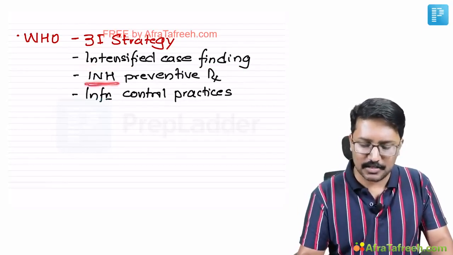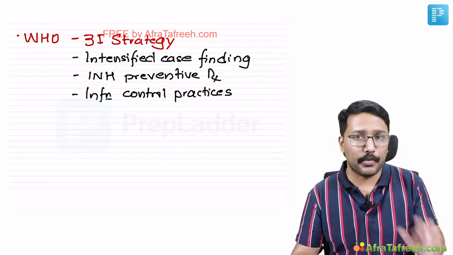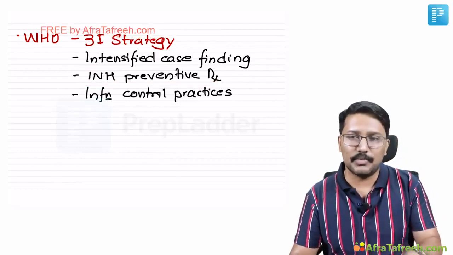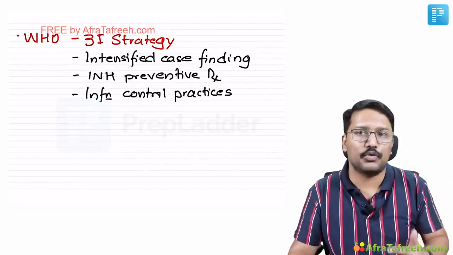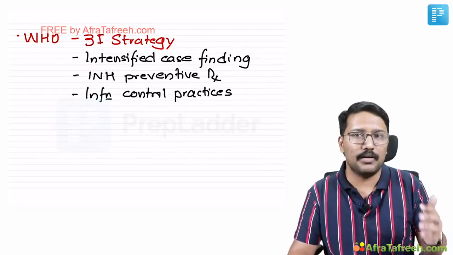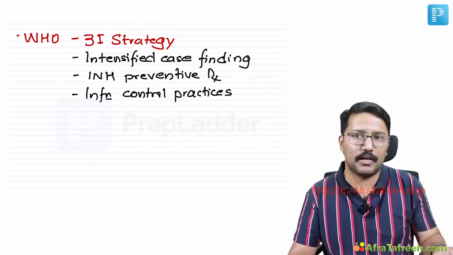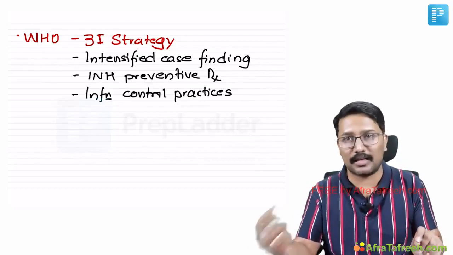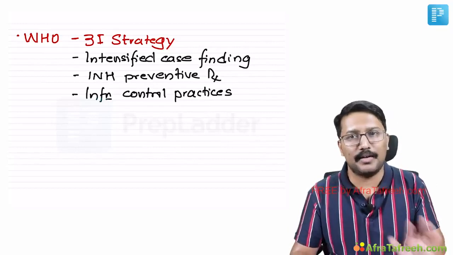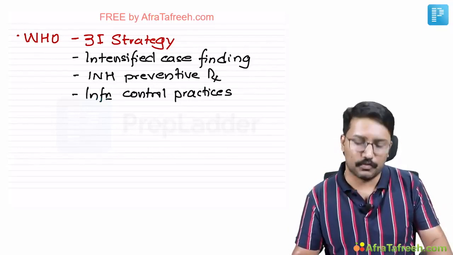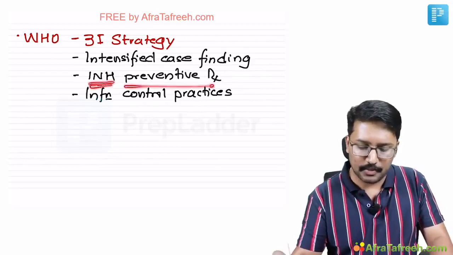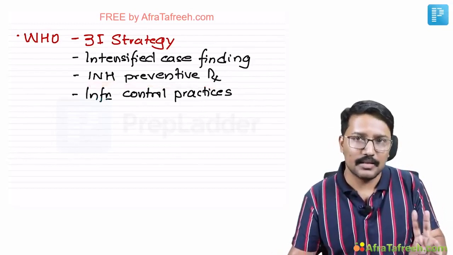The second thing is INH preventive treatment, because as I've already told you, a sizable chunk of HIV positive individuals will be already exposed to tuberculosis, so they are at risk of developing reactivation, right? So they might be having latent tuberculosis, they can develop reactivation, or they can catch tuberculosis infection, and it is better that we at least clear off the latent tuberculosis. So for that, we offer INH preventive treatment, right? That is the second I.